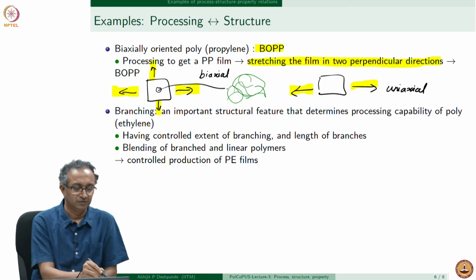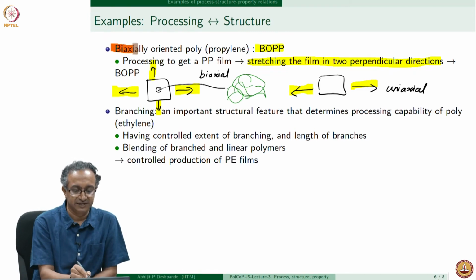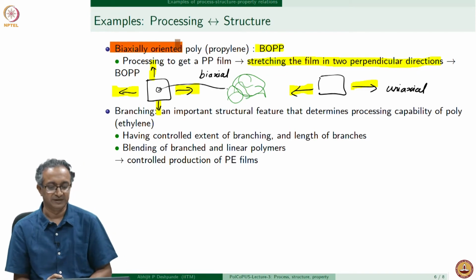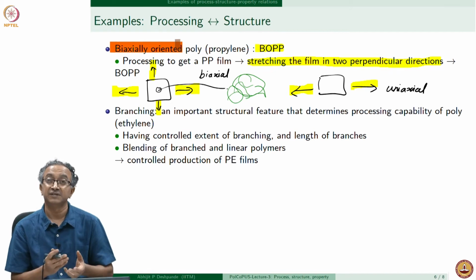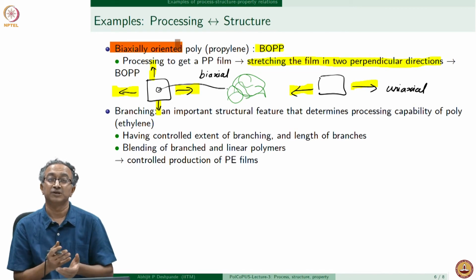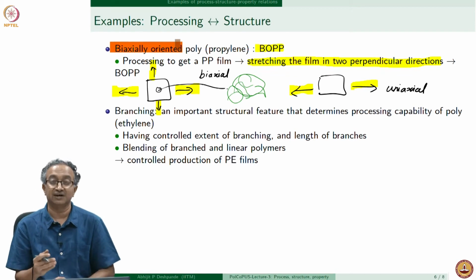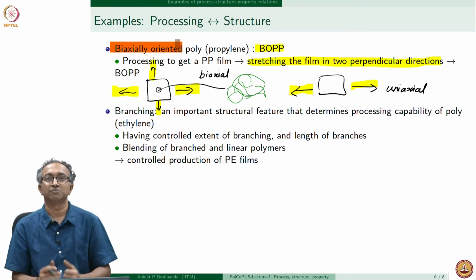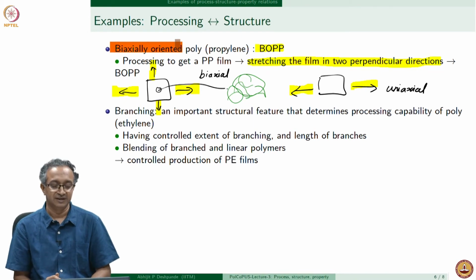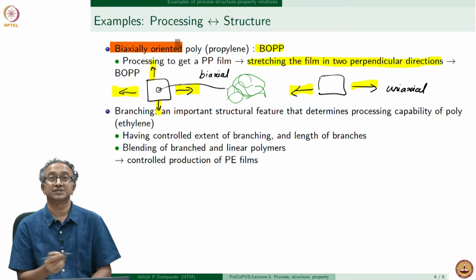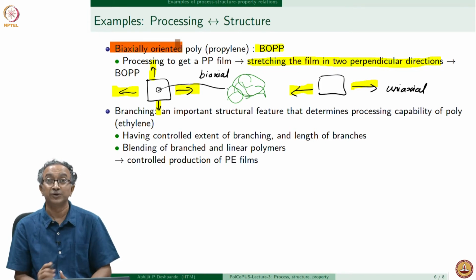So that's why what we have in this case is biaxially oriented polypropylene. And given that the macromolecules and segments have been oriented biaxially, the properties are far superior compared to just making a polypropylene film. And that's why this is such an important product. And you can see how in this case processing is influencing the structure, the orientation within the polymer.